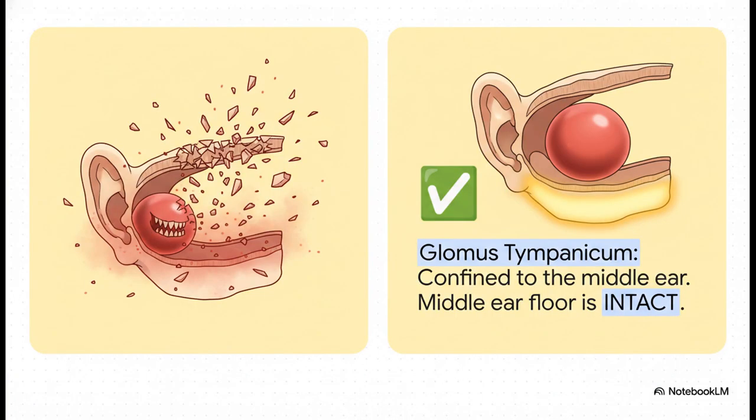Now, when you're dealing with paragangliomas, which are also called glomus tumors, location is key. But here's the absolute critical distinction, the thing that separates these two. A glomus jugulare is an aggressive tumor at the skull base that erodes and destroys the floor of the middle ear. A glomus tympanicum, on the other hand, stays confined to the middle ear, leaving that bony floor completely intact. That is a make-or-break finding.